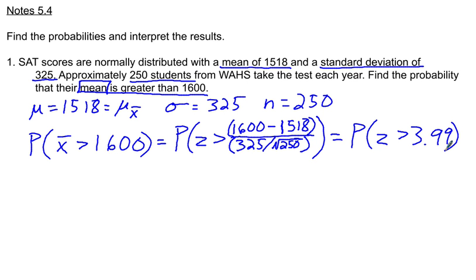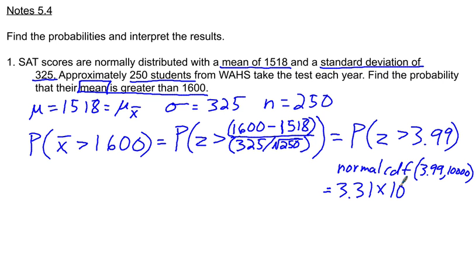Using the calculator here, I would just use normalcdf, 3.99 comma 10,000. Since I already have a z-score, I don't need to type in the mean and standard deviation, and this gives us 3.31 times 10 to the negative fifth, which as a decimal would look like that.